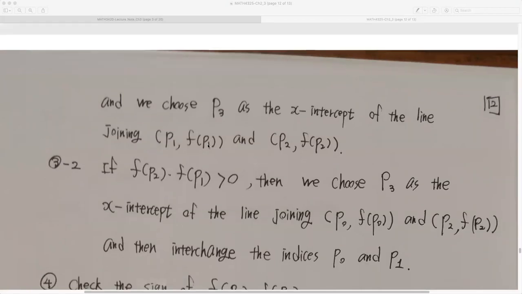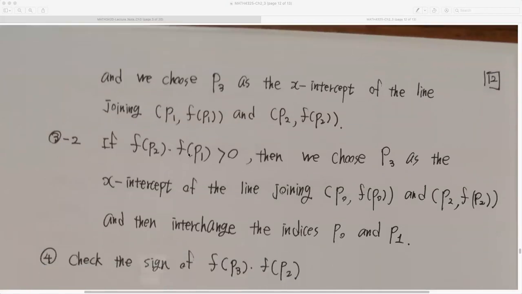And then here's the other case. What if f(P2) times f(P1) is greater than 0? Then we choose P3 as the x-intercept of the line joining (P0, f(P0)) and (P2, f(P2)). What does that mean? If f(P2) times f(P1) is greater than 0, it means the signs of f(P2) and f(P1) are equal, right? Plus, plus, or minus, minus.